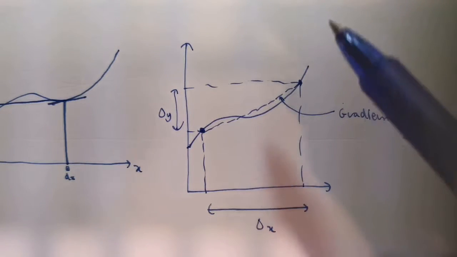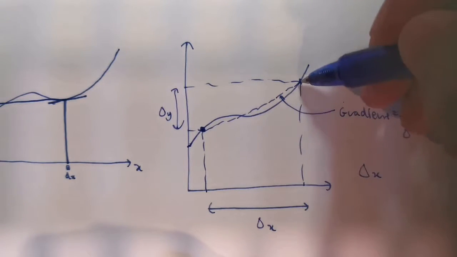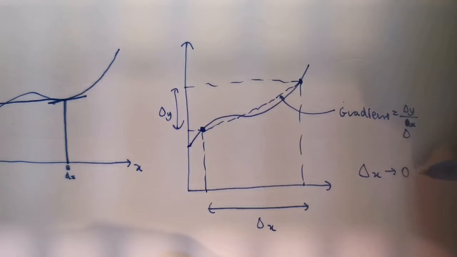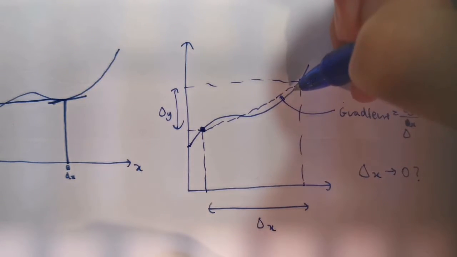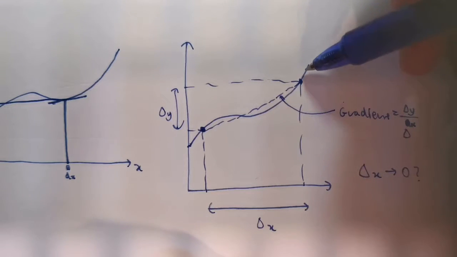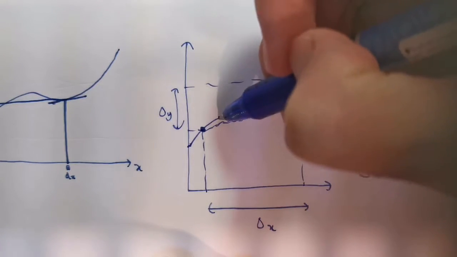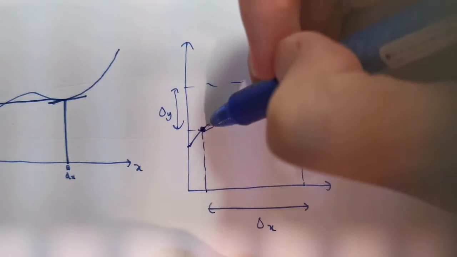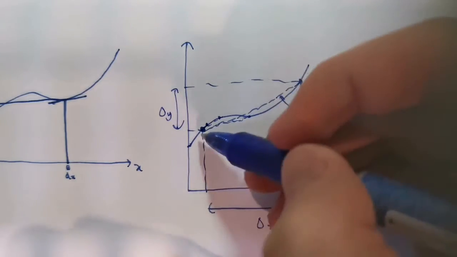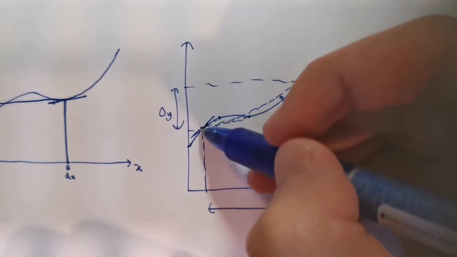So imagine this. What if you shrink delta x? What if you keep moving this point along the graph and you shrink delta x until it becomes 0? Then what will the gradient become? As you can try and imagine, as you move this point towards the first point, the gradient will slowly tend towards the tangent to the curve at this point, which is supposed to be the derivative at this point.